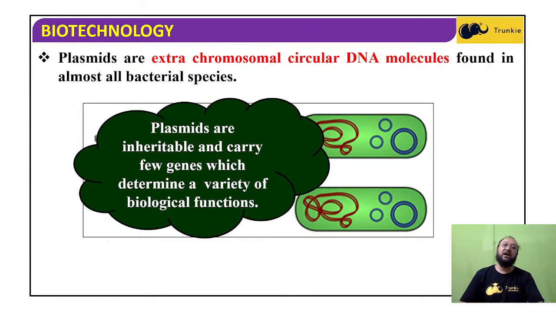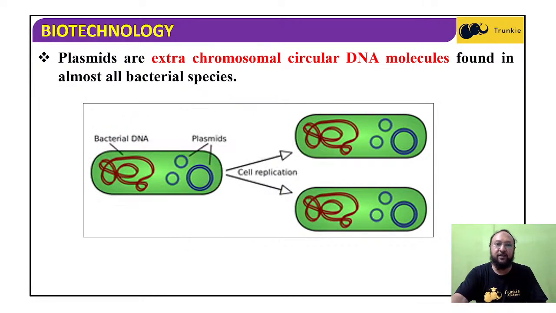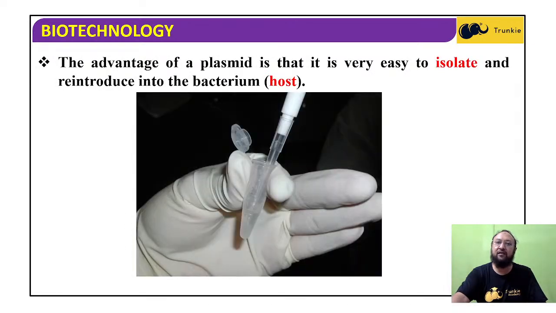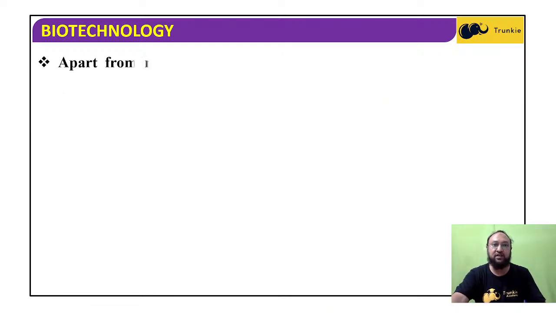So even the plasmids have some genes, and they carry genes which determine a variety of biological functions. Now the advantage of a plasmid is that it is very easy to isolate and reintroduce into the bacterium, that is the host. Because it is small and circular, it is easy to isolate and easy to integrate the important DNA or part of the DNA into these plasmids, and it is also easy to reintroduce into the host cell. So that is the advantage it offers.